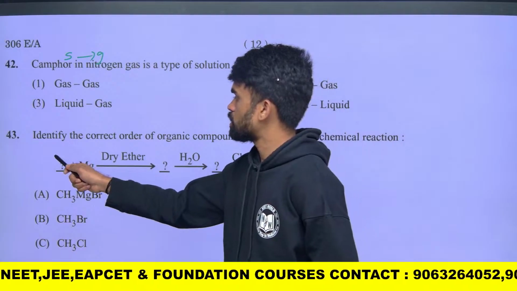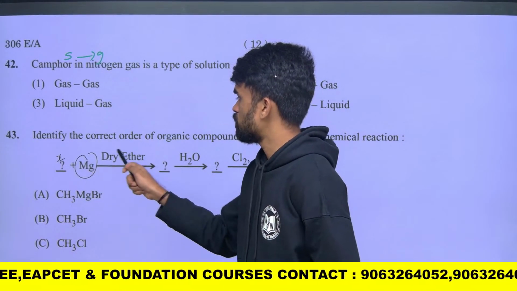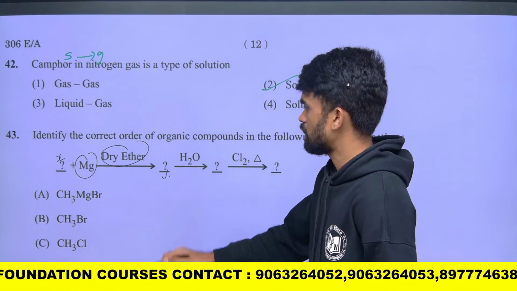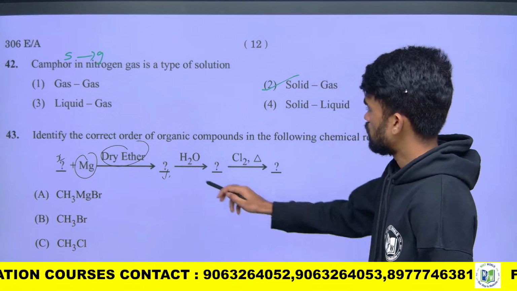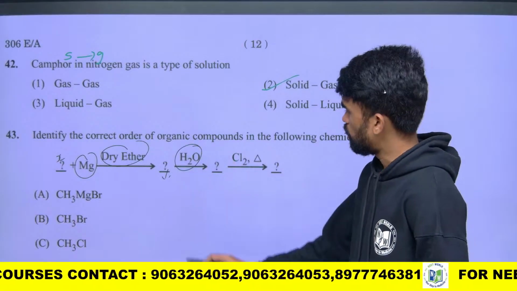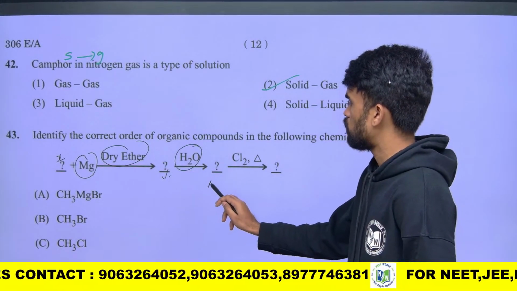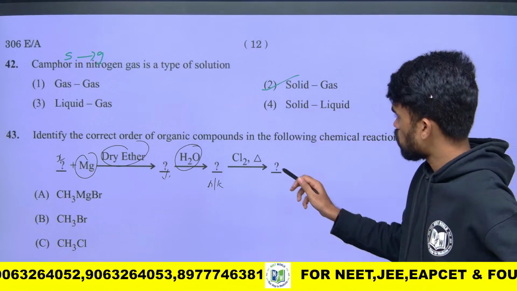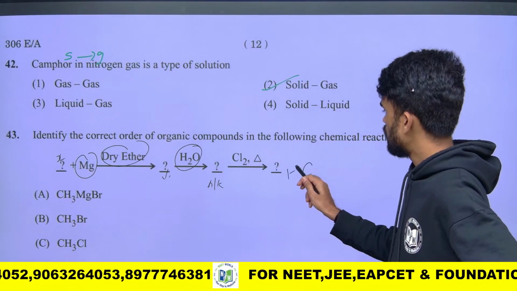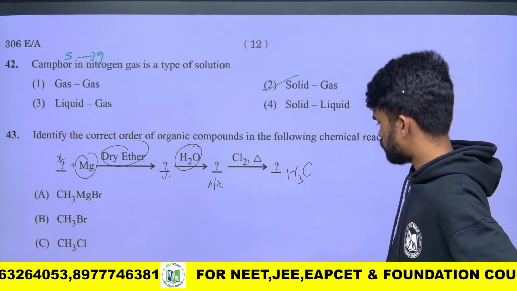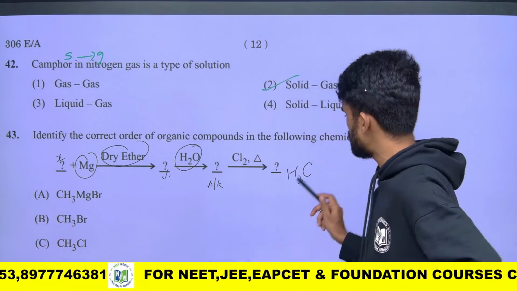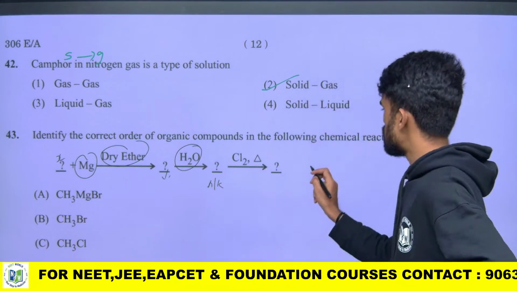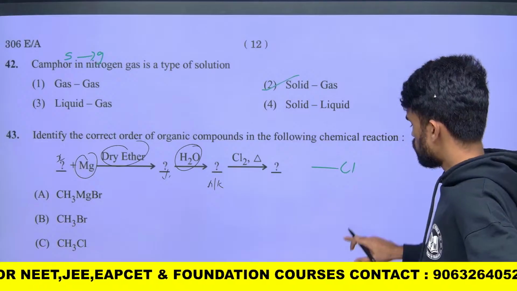See, they have taken some X treated with magnesium in dry ether. So definitely we know here this will be a Grignard reagent. Next, treated with water. So definitely an alkane is formed here. Now again this is treated with chlorine. They will definitely get some kind of product having chlorine. The final product will be having chlorine, because they did chlorination only, right?